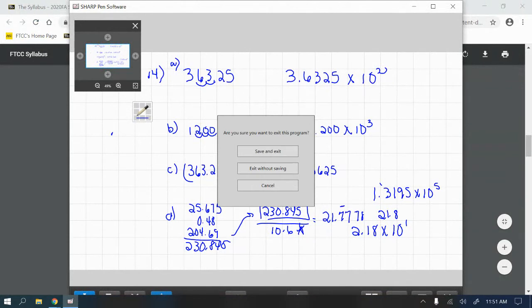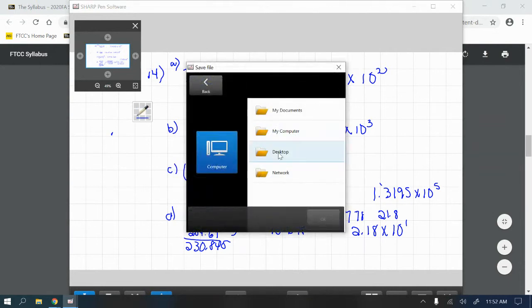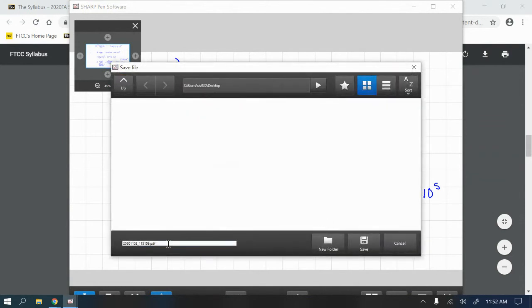I'm going to save and exit, so this is going to be the test review. Said the test we're going to have a formula sheet. You always have formula sheets or your book in everything in surveying, because in real life, that's how it is.